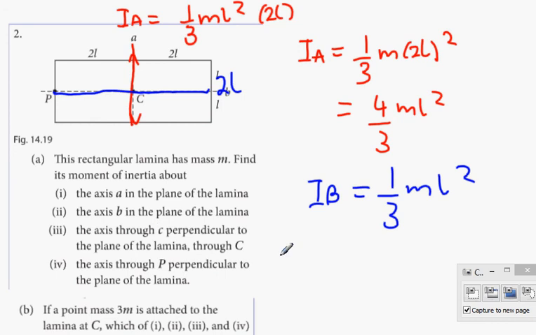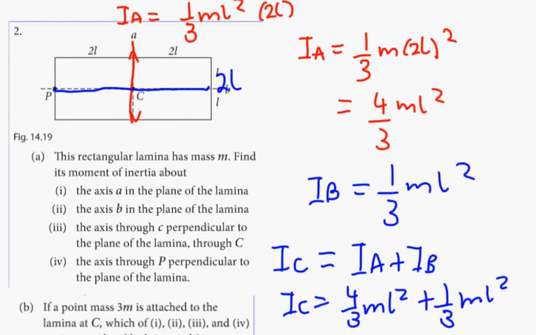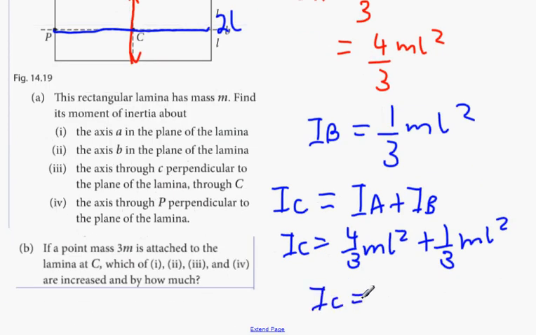Find the moment of inertia through axis C. Axis C is not on the xy plane. It's basically the z plane. So we're going to use that theorem, IA plus IB. This is the perpendicular axis theorem. And this means that it's equal to 4 over 3 ml squared plus 1 over 3 ml squared. Add them together, what do we get? 5 over 3 ml squared. Yes.